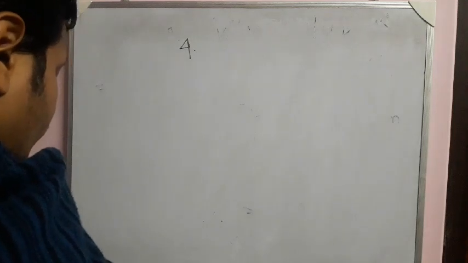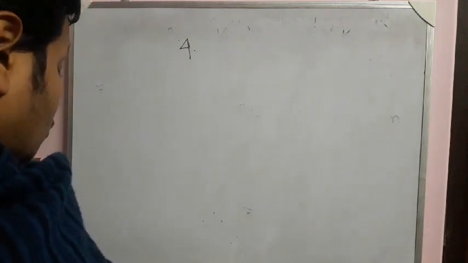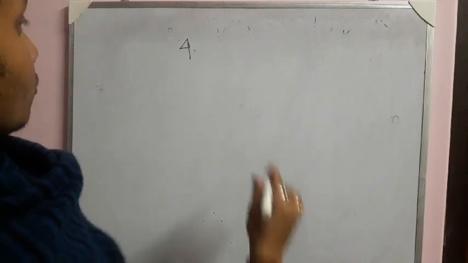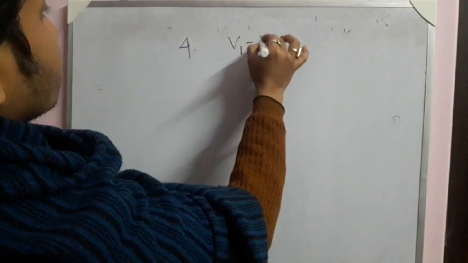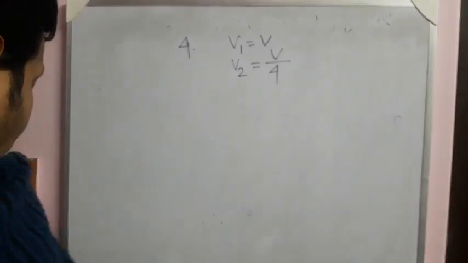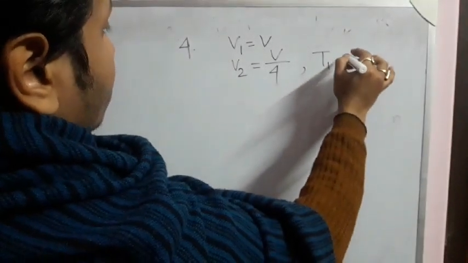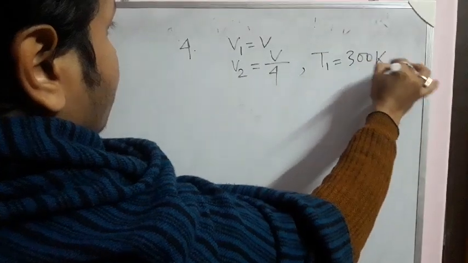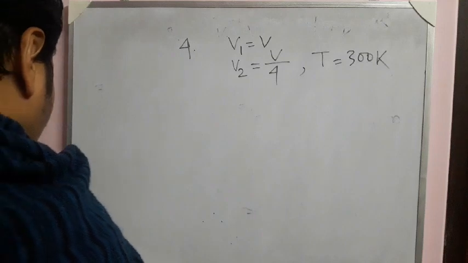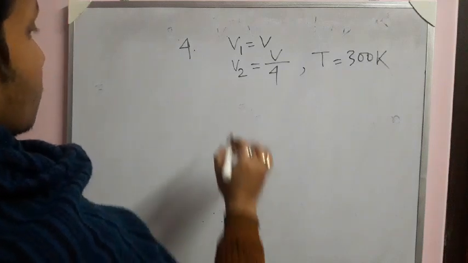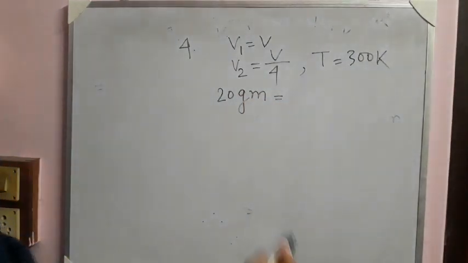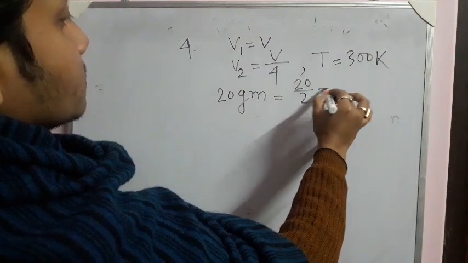20 gram of hydrogen at 27 degrees Celsius are compressed isothermally to 1/4 of its original volume. Okay, that means if the original volume is V, it is compressed to 1/4 times the original volume. 27 degrees Celsius means it is given 300 Kelvin. Now 20 gram of hydrogen is how much mole? We all know that is 20 by 2, 10 mole.